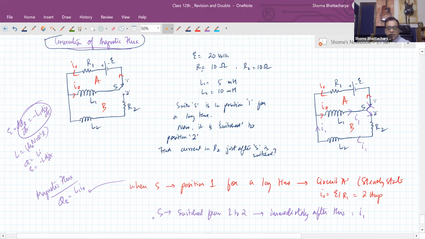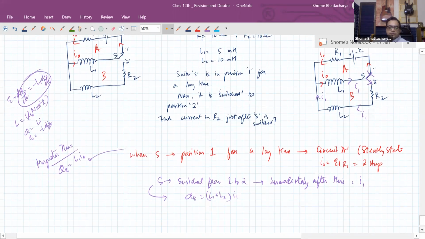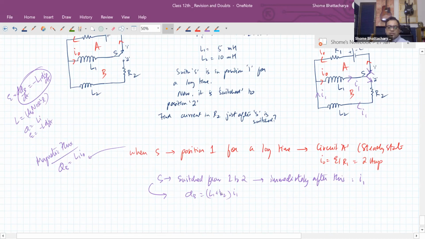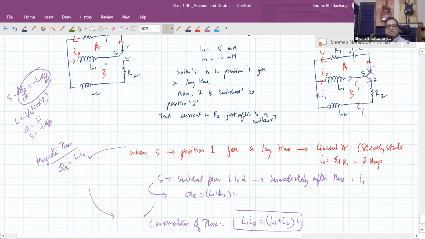Okay. And just after changing the switch, what is the magnetic flux? It is becoming L1 plus L2 into I1 in this diagram, because there's a common current I1 through both the inductors. You understanding? So conservation of flux will tell us that L1 I naught will be equal to L1 plus L2 into I1.